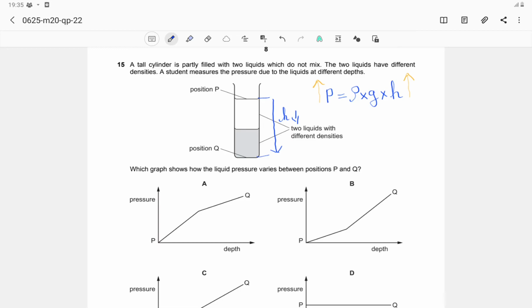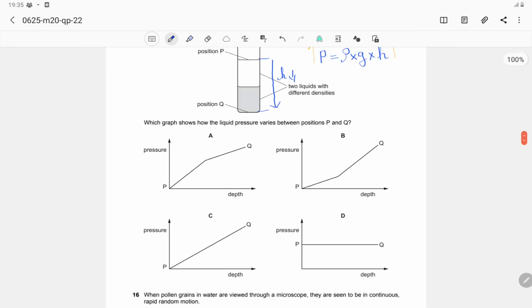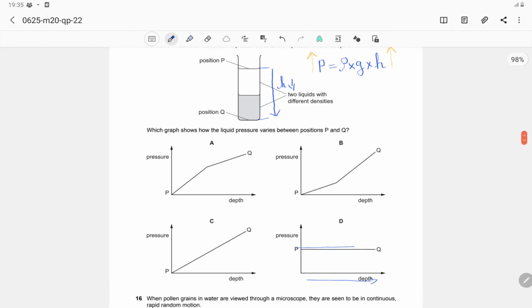So as from position P to Q, when it is going downwards or the depth is increasing, the pressure must increase. But when you look at option D, it shows even though the depth is increasing, the pressure value remains constant. But according to our equation and the relation between the depth and the pressure, that is not possible. As depth increases, pressure is supposed to increase. So option D is wrong.